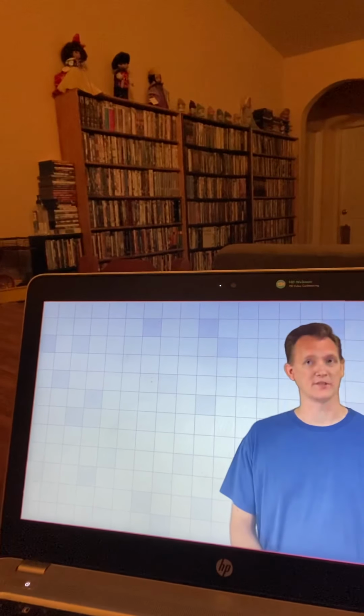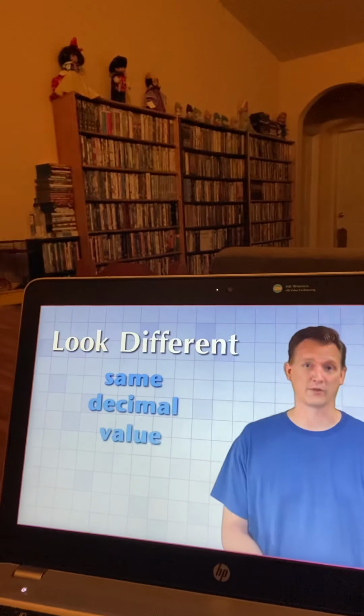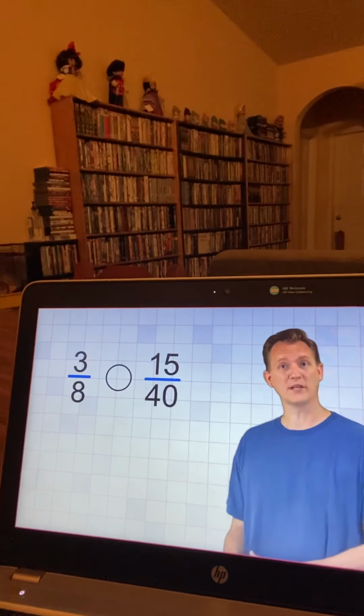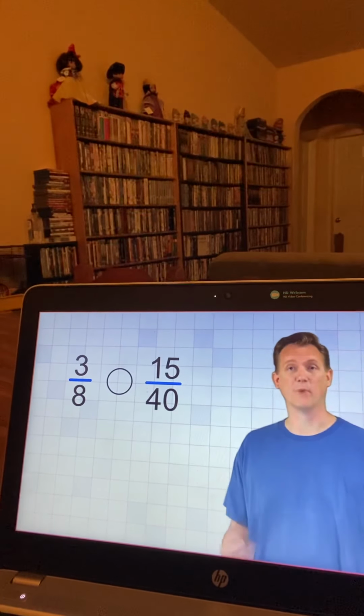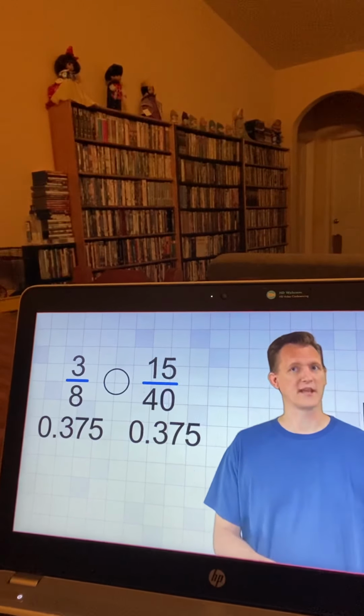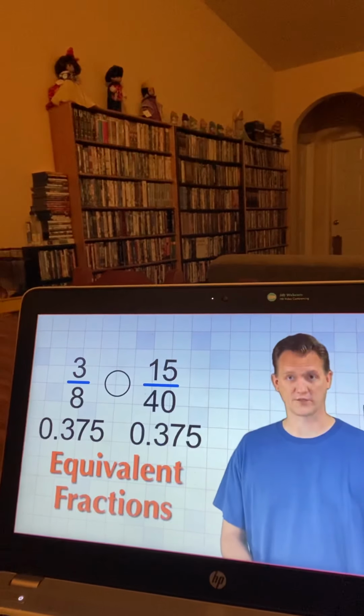Sometimes, when you compare fractions this way, you'll find two fractions that look different but have the same decimal value, like 3 over 8 and 15 over 40. If you convert each fraction to a decimal, you'll see that they both have the value 0.375. Two fractions that have different top and bottom numbers but the same value are called equivalent fractions.